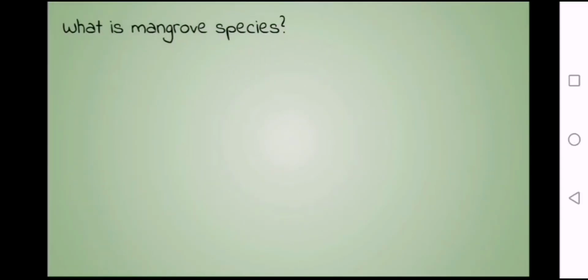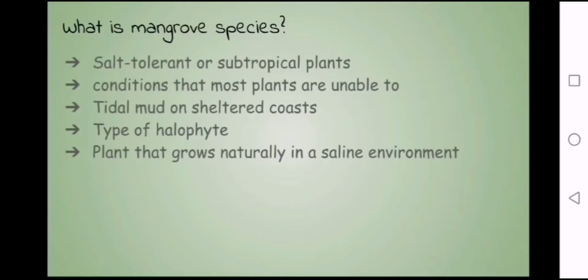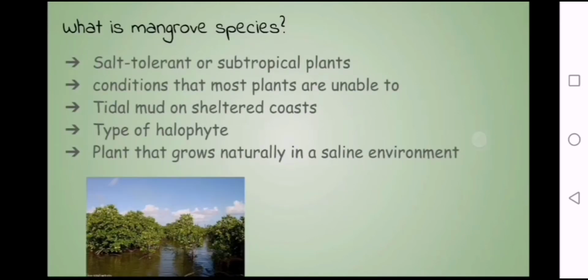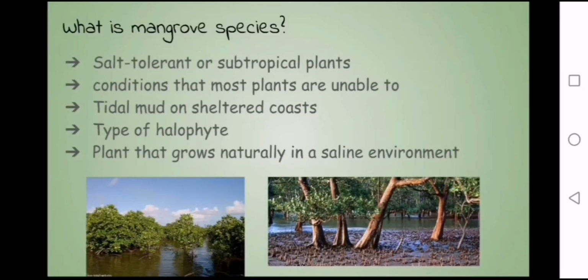Firstly, what is mangrove species? Mangrove species are drought-tolerant, tropical or subtropical plants which grow in conditions that most plants are unable to. They grow in tidal mud on sheltered coasts. Mangroves are a type of halophyte, which is a plant that grows naturally in a saline environment.